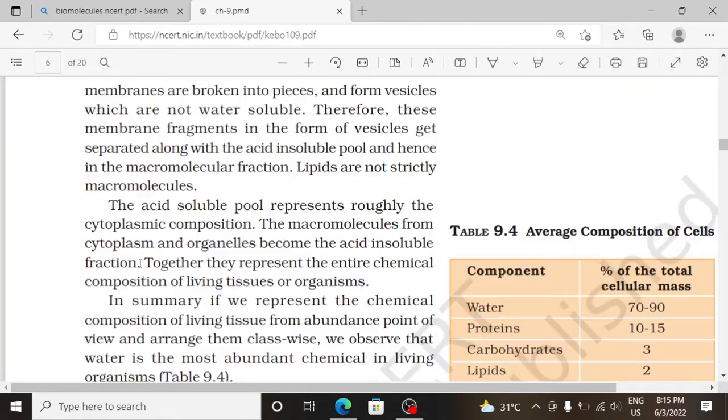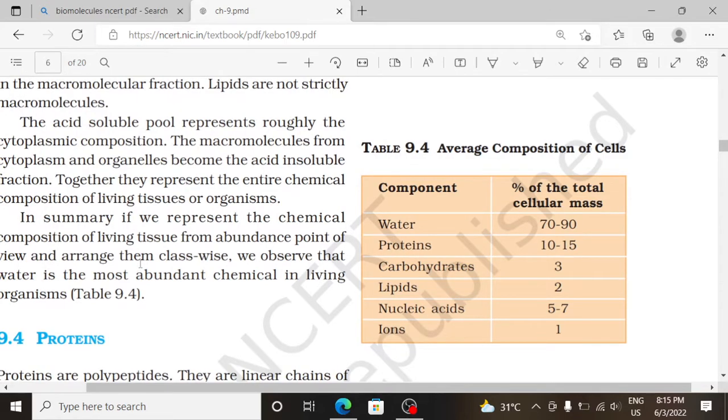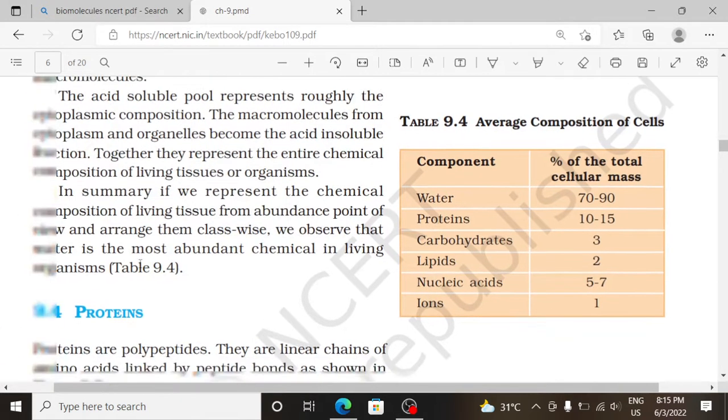The next diagram is of the average composition of cells. Water is 70 to 90% of the total cellular mass. 10 to 15% are proteins in the cell. 3% are carbohydrates, 2% lipids, 5 to 7% nucleic acids and 1% ions.